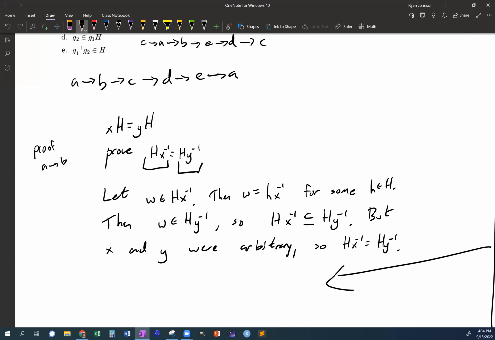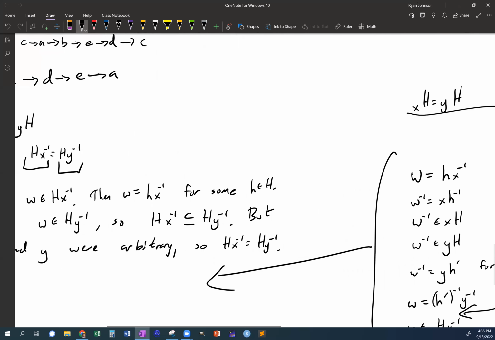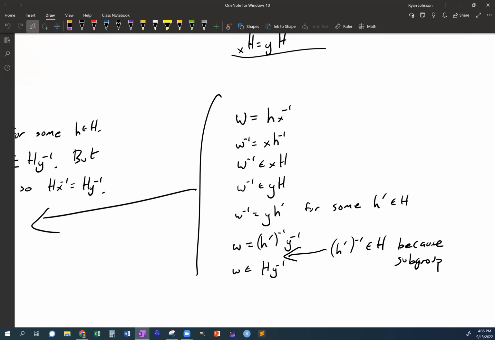So then I did some scratch work over here and figured out the algebra for it. I started off with W equals H x inverse, and you just have to do some algebra. The algebra ended up being simplest by looking at W inverse. Remember, the inverse of two elements changes the order as well as making them both inverse. So W inverse would be X H inverse, which means W inverse would be in XH. Then using this thing, W inverse is in YH. So W inverse is equal to Y H prime for some H prime in H.